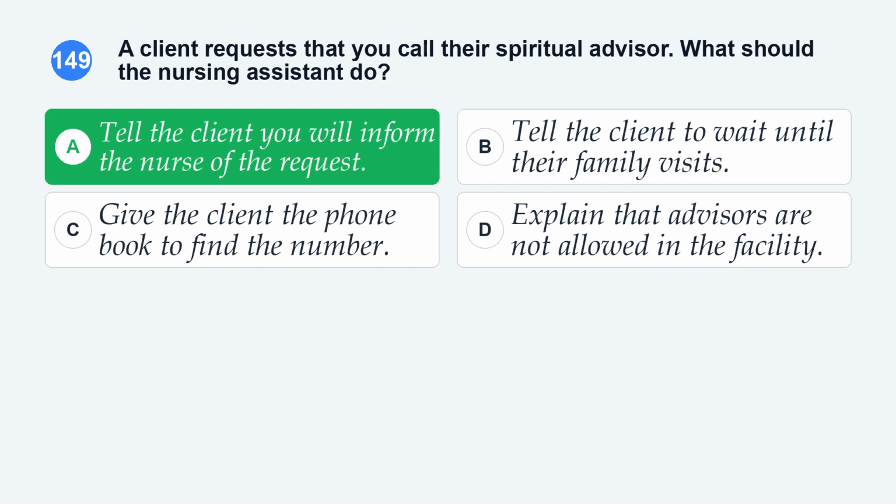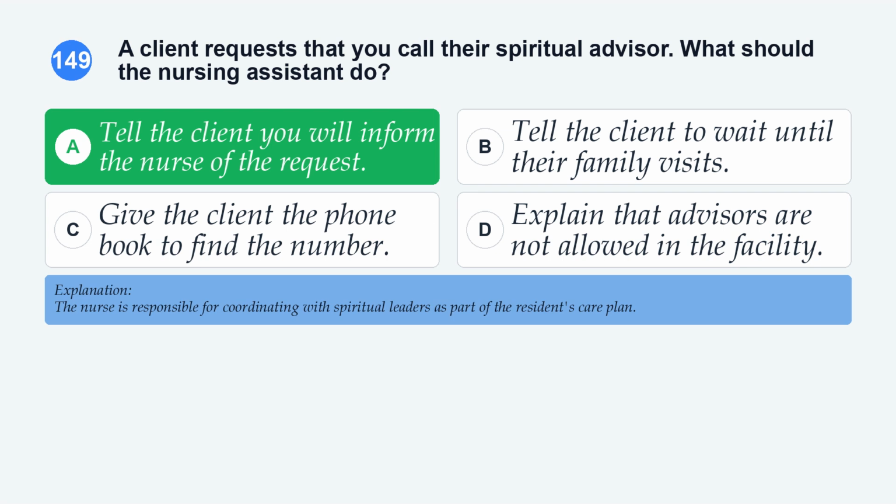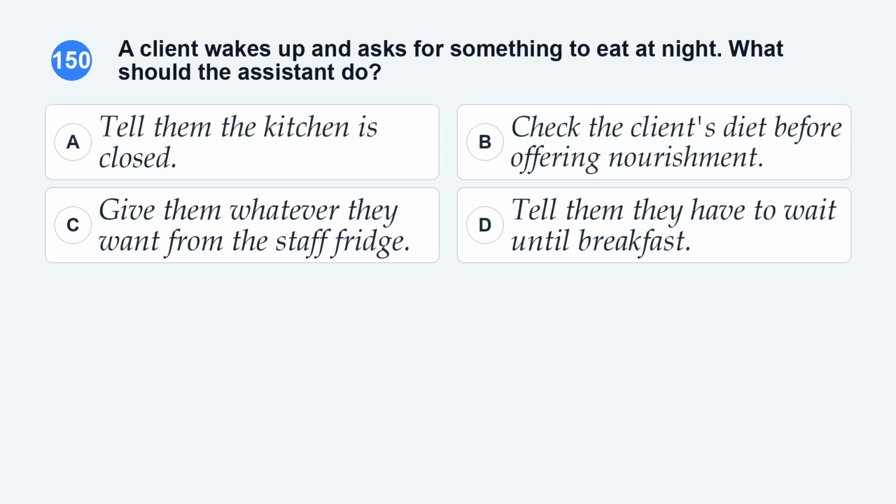The correct answer is option A. Tell the client you will inform the nurse of the request. Explanation. The nurse is responsible for coordinating with spiritual leaders as part of the resident's care plan. Question 150. A client wakes up and asks for something to eat at night. What should the assistant do?